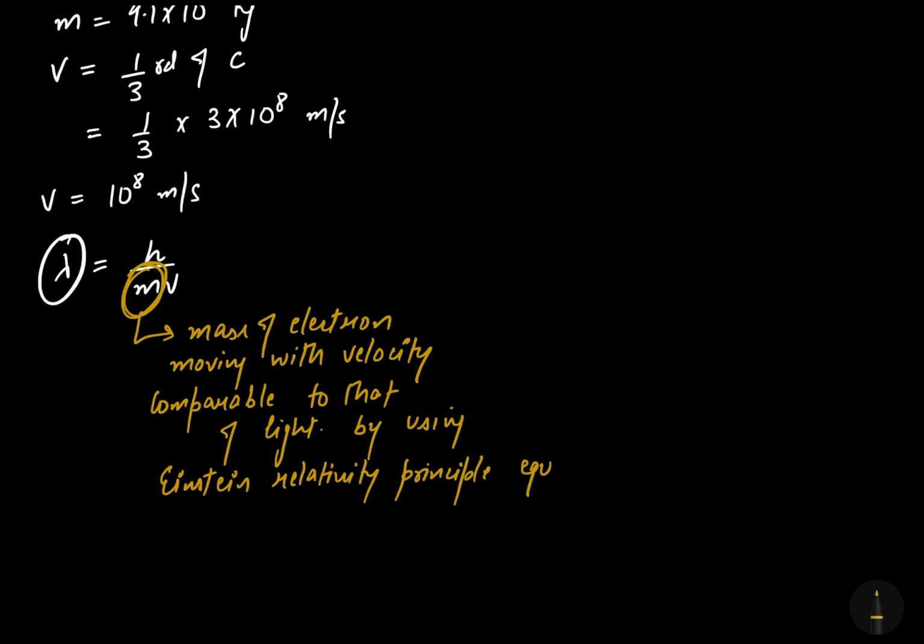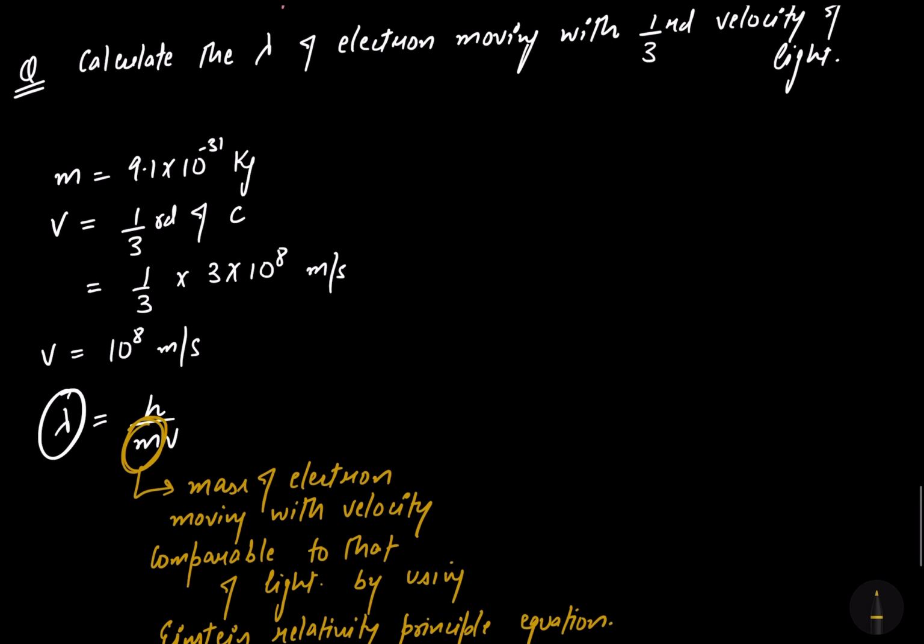So my dear students, carefully read your question and then decide which formula you have to use to evaluate the answer. Don't do any mistake. Carefully read the question. Here I have got the velocity of electron, that is 1/3 of the velocity of light, which is comparable to the velocity of light. That's why I will use the formula lambda is equal to h upon mv.